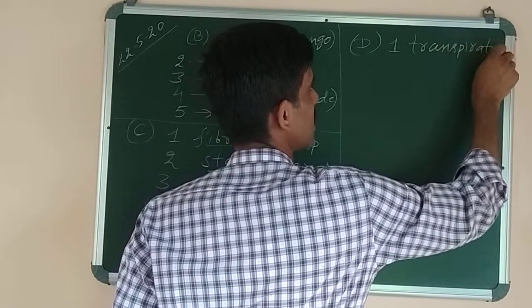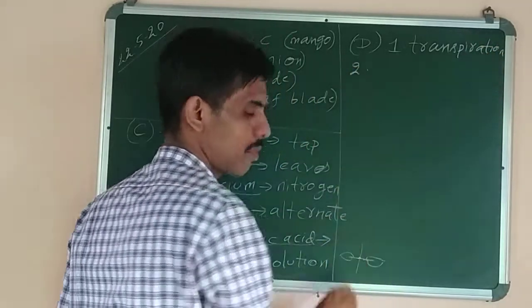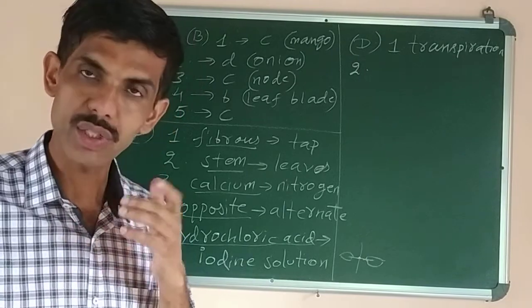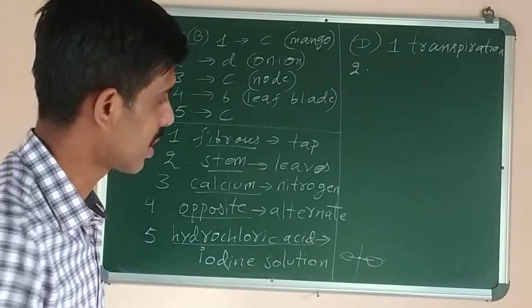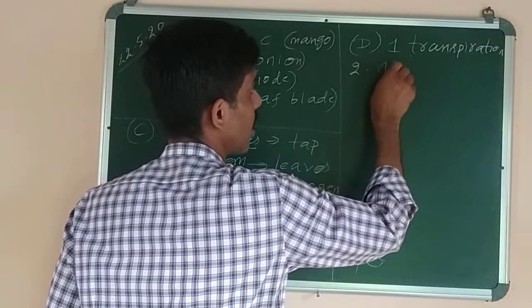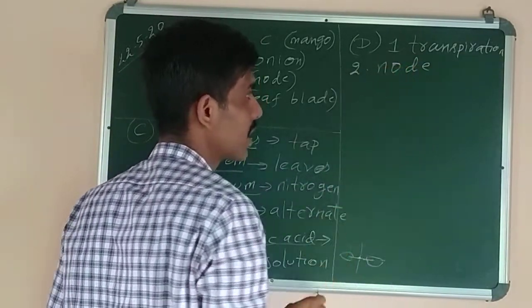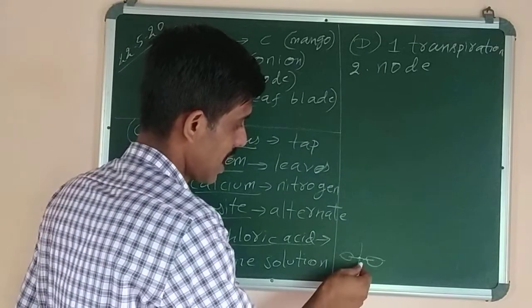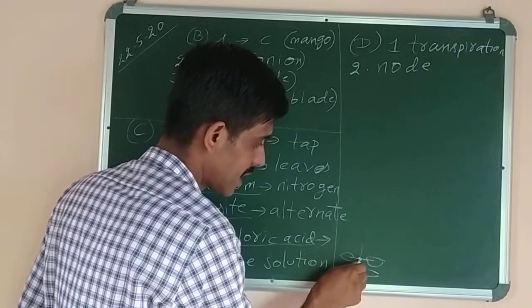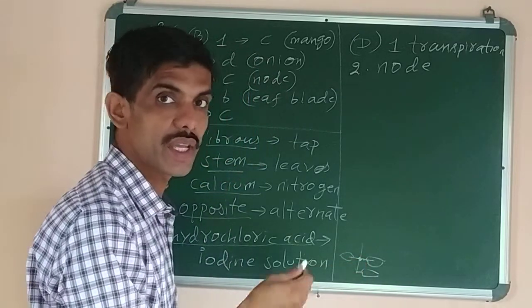Okay, the answer is transpiration. Then number 2. The part of the stem from where the leaves arise, is it called node or internode? Answer is node. Like that, the part of the stem from where the leaf arises is called node. It is not called internode. Internode is a leafless portion. Like here one leaf is there, if here one leaf is there, this gap between the leaves is called internode.